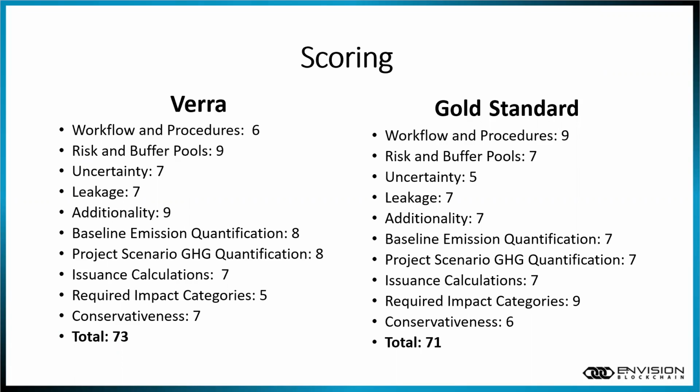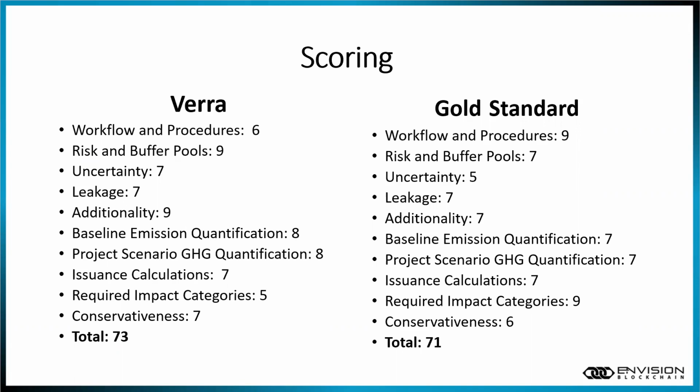Under issuance calculations, there is a key difference where Gold Standard applies leakage and the baseline all deducted from year 1, and where Verra does it at the end of the monitoring period, applied to all the years, but it's not clear which approach is objectively better than the other. So both receive 7s for that.